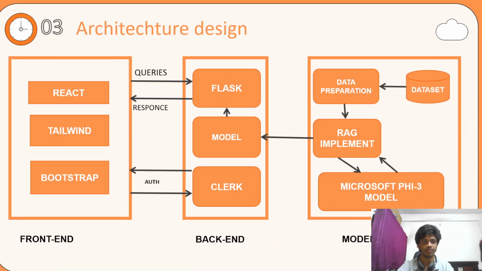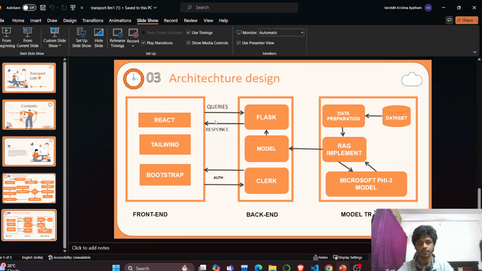I'm talking about the architecture diagram. For the front end, we have React, with Tailwind and Bootstrap for the styling. For the backend, we are using Flask to get a proper connection between our front end and backend. For the RAG implementation, as I said earlier, we use the Phi 3 model; data preparation and the data set are all done. We use Clerk for authorization. The login system starts with authorization where the user can log in from Google or any account.